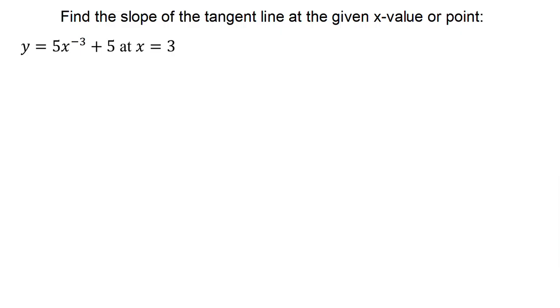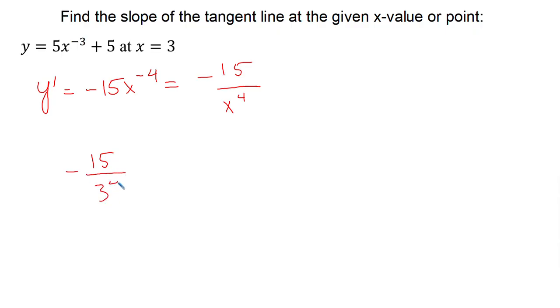For our second one here, again, this is just going to be a power rule problem. So we'll find y prime. That'll be negative 15x to the negative 4, or we could write this as negative 15 over x to the 4th. And then when we evaluate this at 3, we should end up getting negative 15 over 81, which of course we can divide both top and bottom by 3, which should be negative 5 over 27.